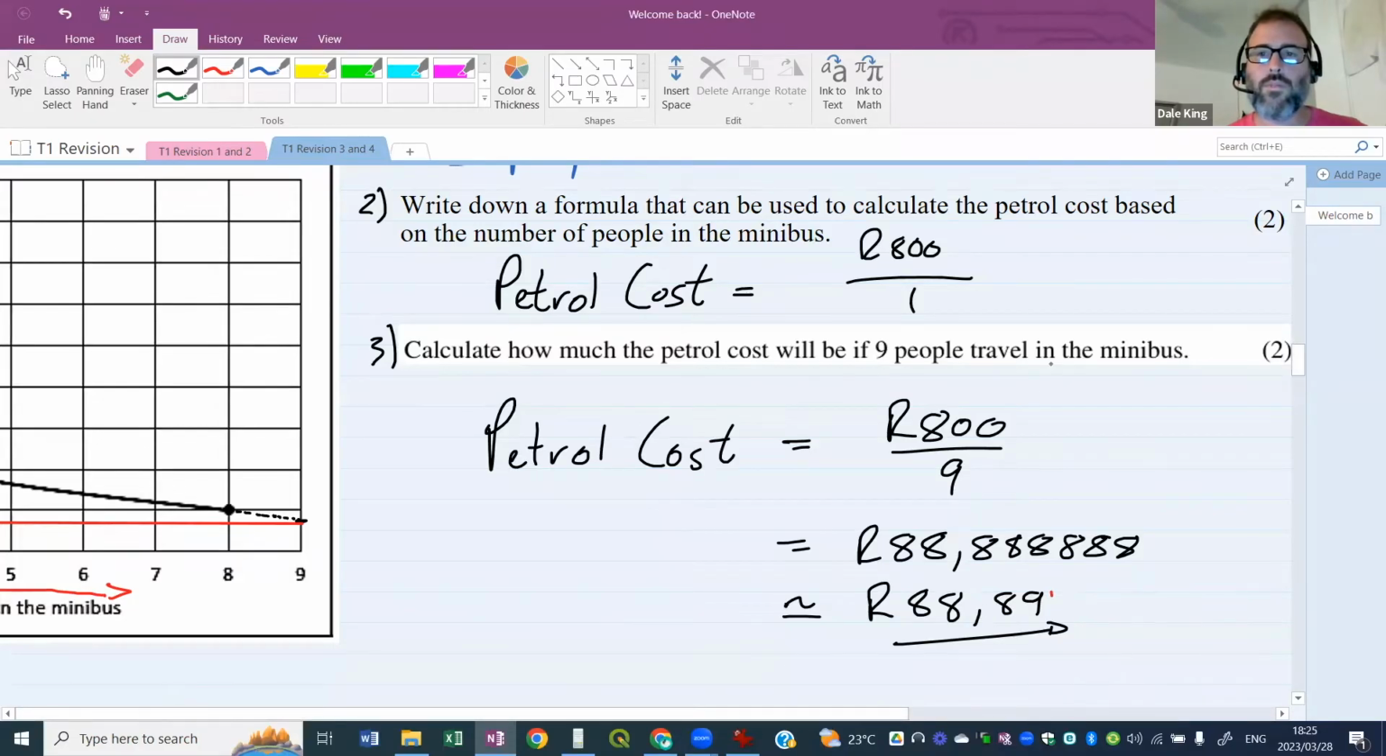I have one question, Teacher Dale. Yes. Would we get penalized if we didn't round off to 2 decimal places in this case?